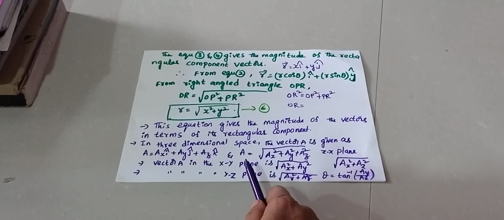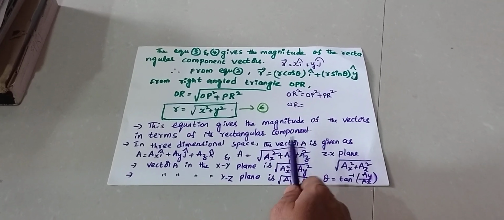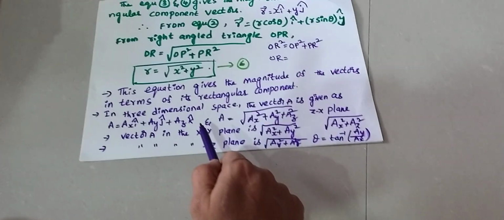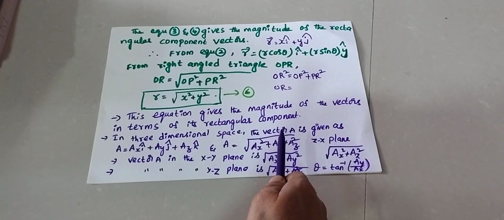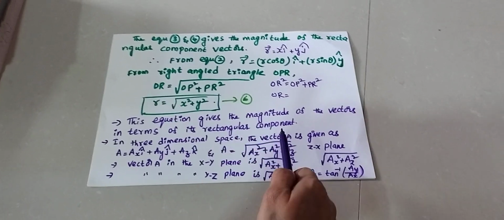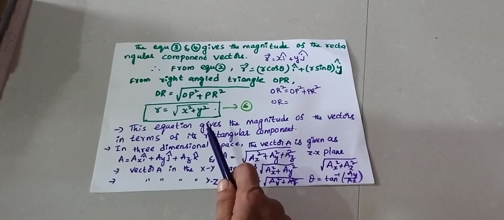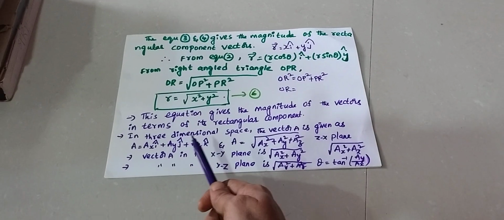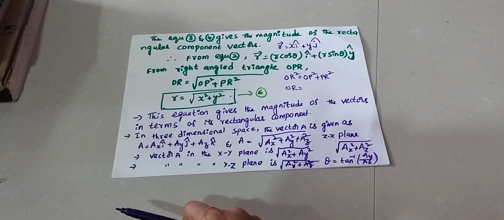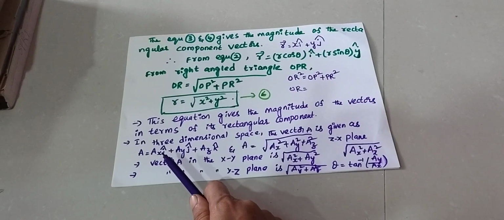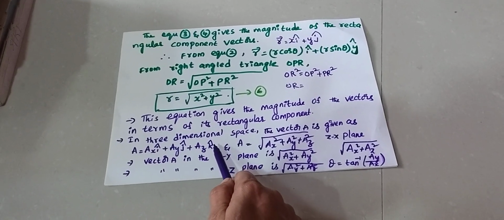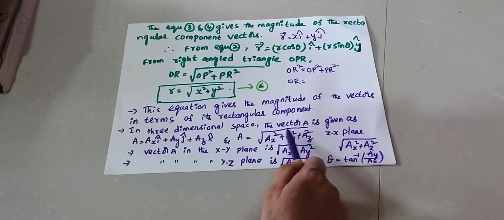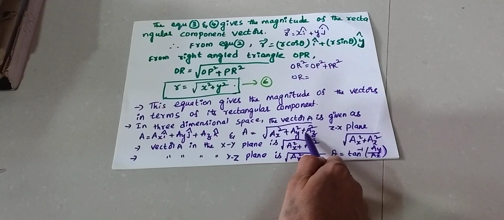For example, in 3-dimensional space, let us consider vector A equal to Ax i cap plus Ay j cap plus Az k cap. That means vector A is resolved into 3 components: along the x-axis the Ax component, along the y-axis the Ay component, and along the z-axis the Az component. In this case, the magnitude A is equal to root of Ax square plus Ay square plus Az square.